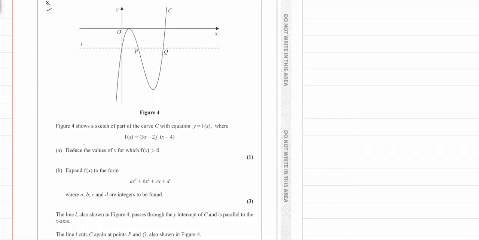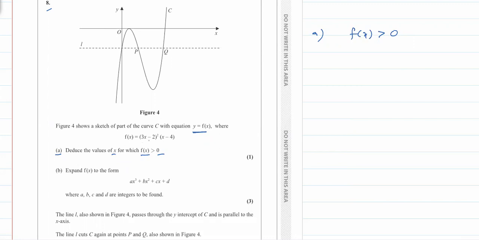In this question, it's given that figure 4 shows the sketch of the part of the curve C with the equation y equals f of x, where f of x is equal to (3x minus 2) squared into (x minus 4). This is the curve given here. In part A, the question says deduce the value of x for which f of x is greater than 0. Now, the condition given here is f of x is greater than 0. So you have to find the value of x for which it will be greater than 0.